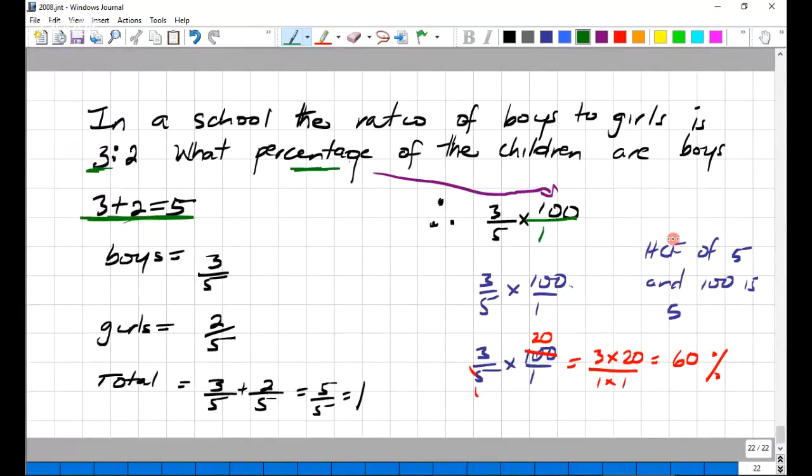We get 60%. In reducing, let's remember that the highest common factor of 5 and 100 is 5. So we said 5 into 5, 1, 5 into 100, 20 times. And we get 60% as our answer. Any questions there?